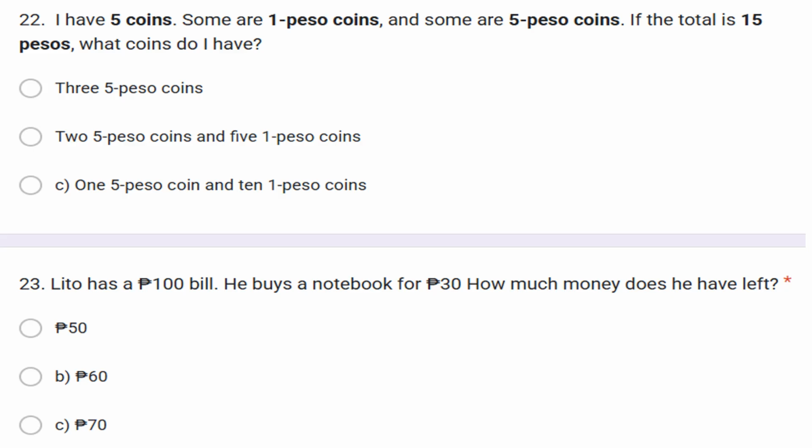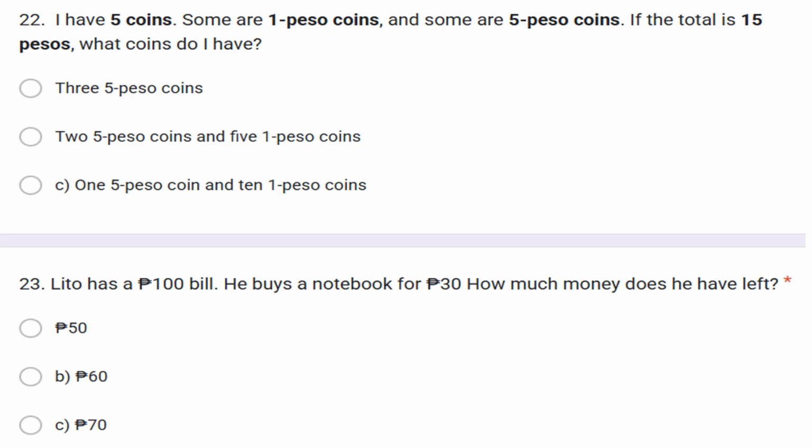Number 23. Lito has a 100 peso bill. He buys a notebook for 30 pesos. How much money does he have left?